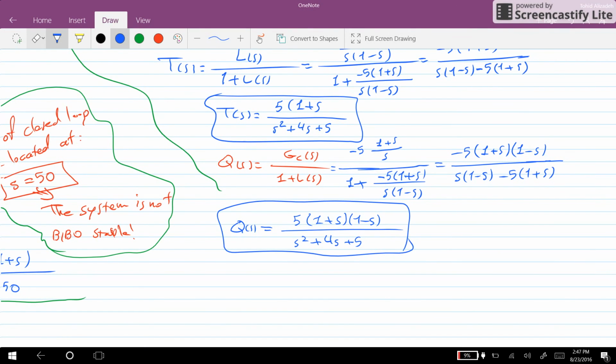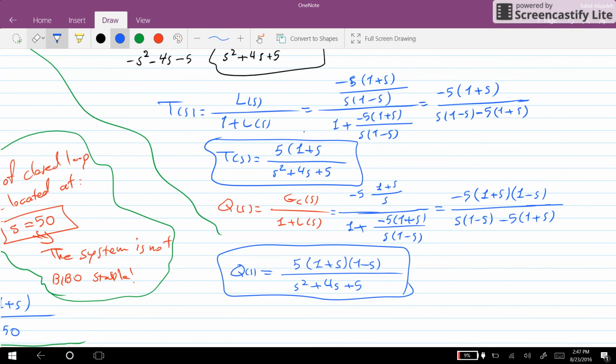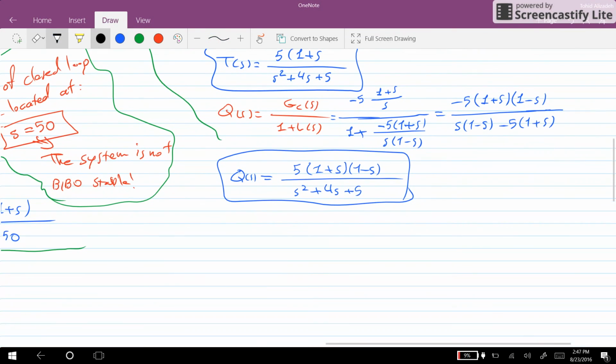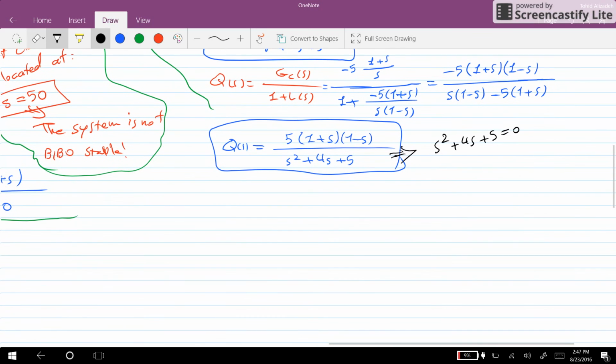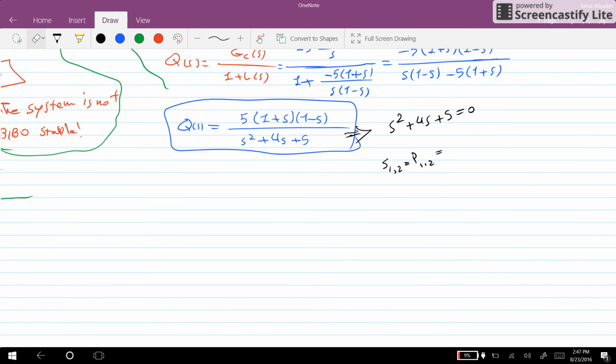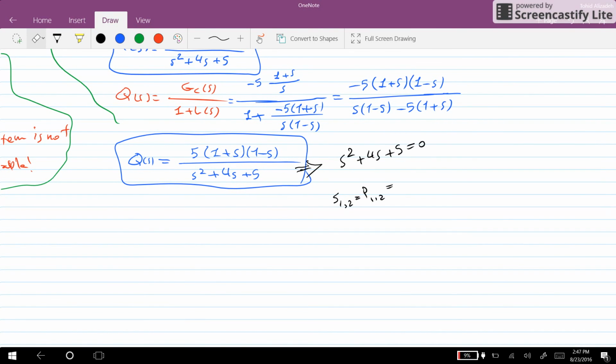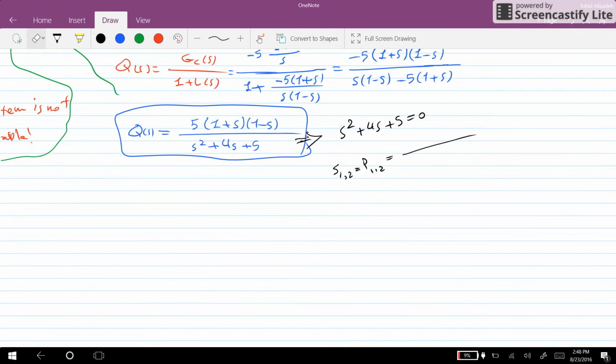Now, in order to check the stability of this system, we just need to find out the roots of the denominator, and the denominator for all these transfer functions is the same. So we need to set S squared plus 4S plus 5 equal to 0, and from here P1 and 2 are provided for us. It's quite straightforward to calculate. You can refer to the formula for finding the roots, or let's do it in a straightforward way.